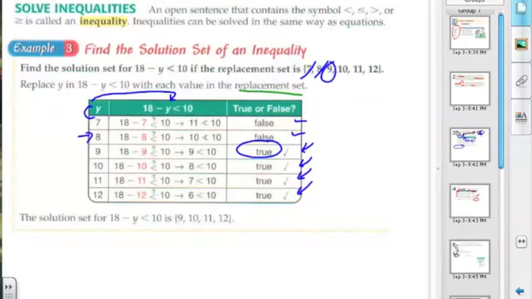Now, you think about this. The numbers we're substituting in are all going to get larger, so that means if we subtract a larger number from 18, obviously our answers are going to be smaller. So that means all of these are going to work. So how we write that is right here. All right, the solution set for 18 subtract y is less than 10 is the numbers 9, 10, 11, 12. Okay.